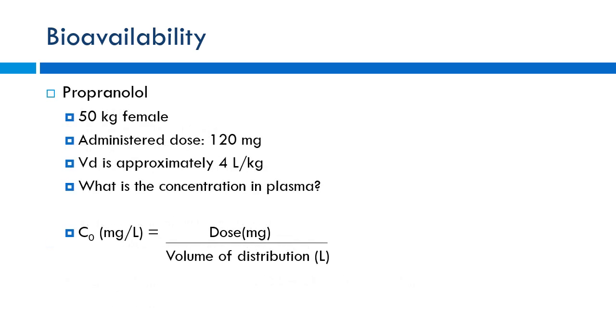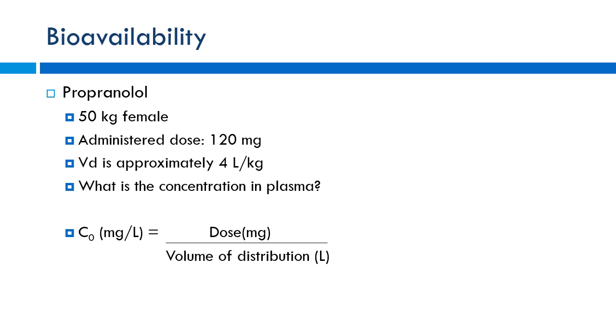Okay, so let's say we want to figure something else out. Let's say we have a 50 kilogram female, and I can take that 4 liters per kilo and apply it to other patients, assuming that's a normal, healthy individual. So I'm administering a dose of 120 milligrams. We know the volume distribution is approximately 4 liters per kilo. What concentration would I expect to see in that patient? This is something we do pretty frequently to figure out what concentration they're likely to achieve. Is it high enough to cause therapeutic effects and not too high to cause toxicity?